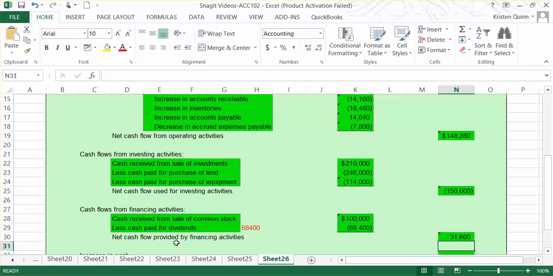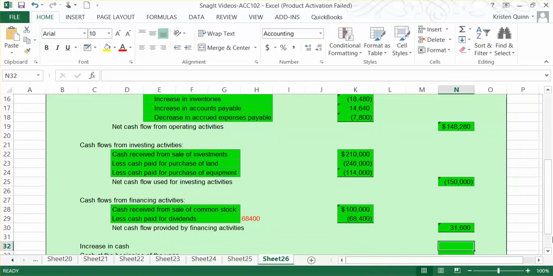Again, notice the difference between your investing and your financing terms. We used more cash than we received in investing activities. That's why we have net cash flow used for investing. However, we received more cash than we spent on financing activities. So we have our net cash flow provided by financing activities.